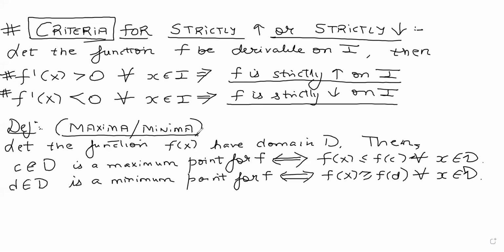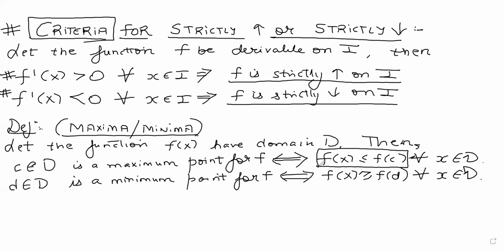If the function is continuous on a closed interval in the domain, then there exists a point c belonging to the domain capital D, such that c is called the point of maxima and f of c is greater than or equal to f of x. f of c is called the maximum value.